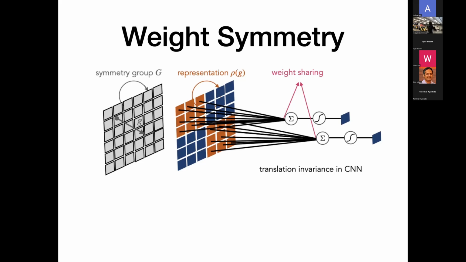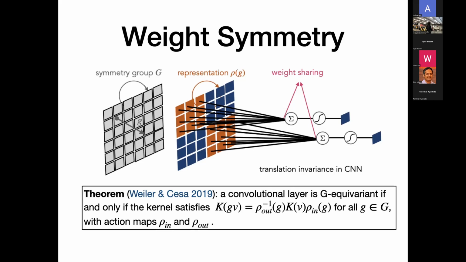So the high level idea of building symmetry into deep neural networks draws inspiration from this architecture, where we want to generalize the weight sharing scheme from simply the translation group to all other types of groups. And there is a very beautiful theory by Weiler and Cesa, which gives a sufficient and necessary condition for a convolutional network to be equivariant with respect to any group. So this theorem says that if I look at a convolutional layer, this convolutional layer is G equivariant if and only if the kernel satisfies this type of condition.